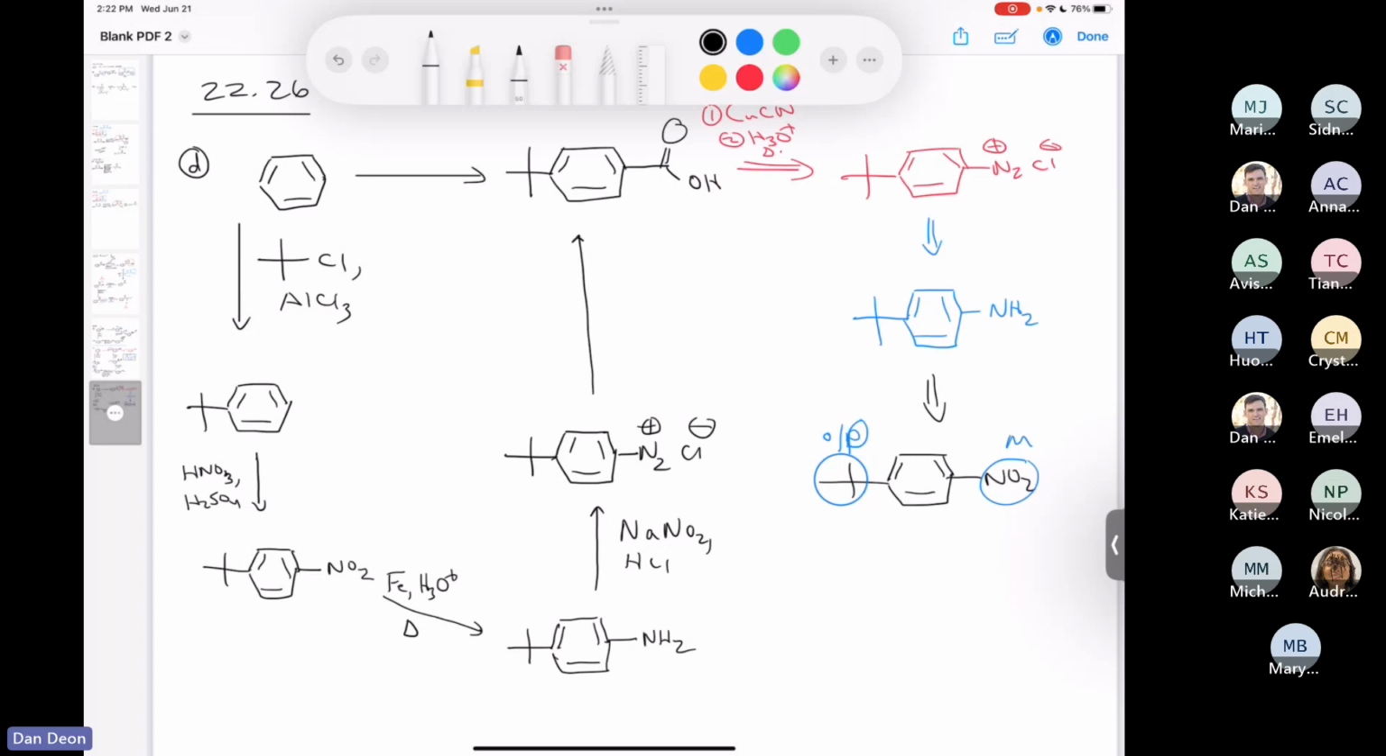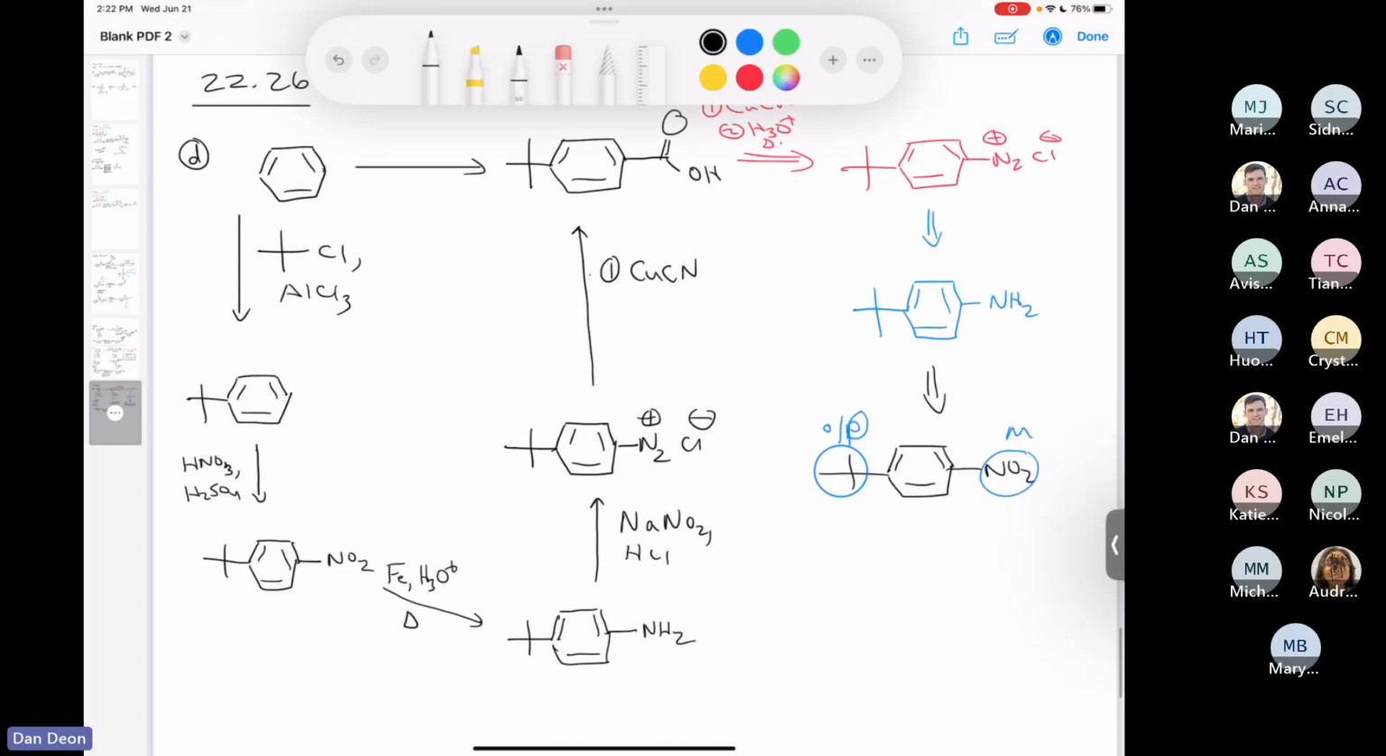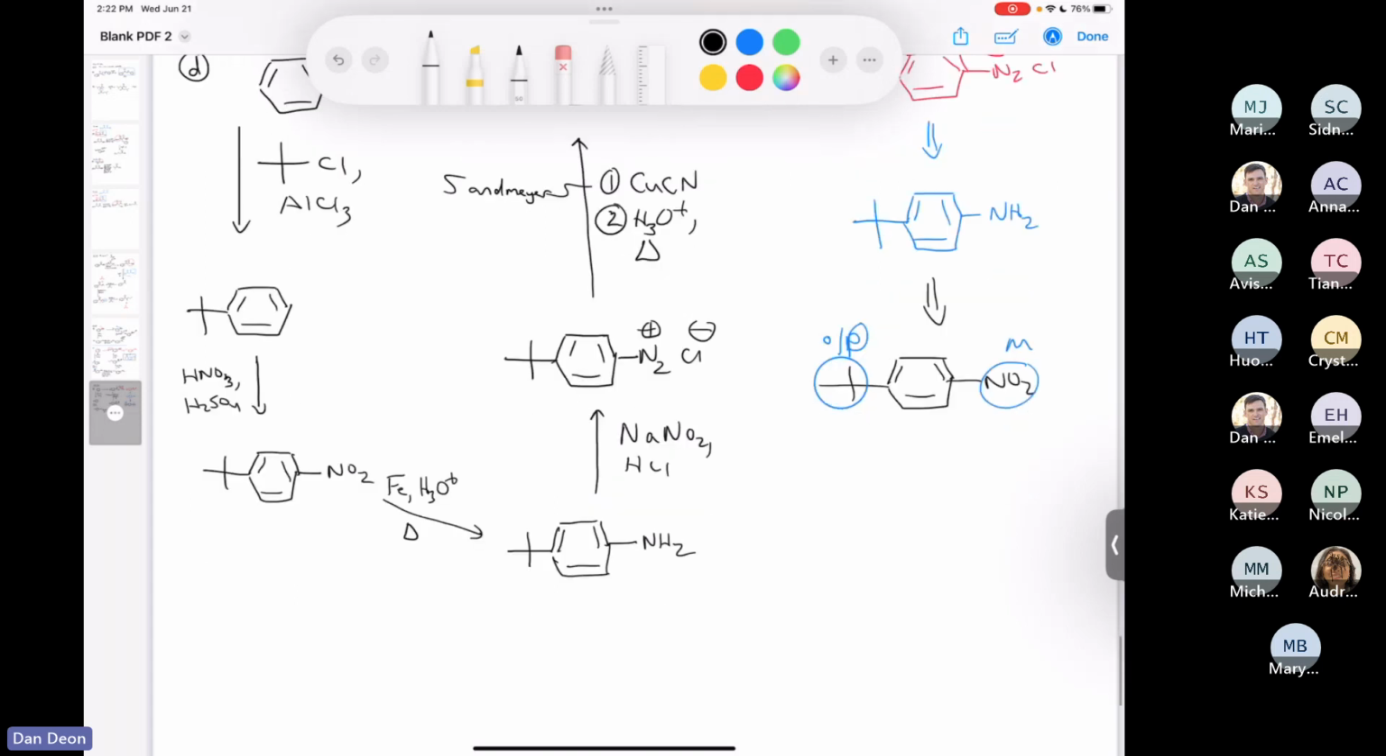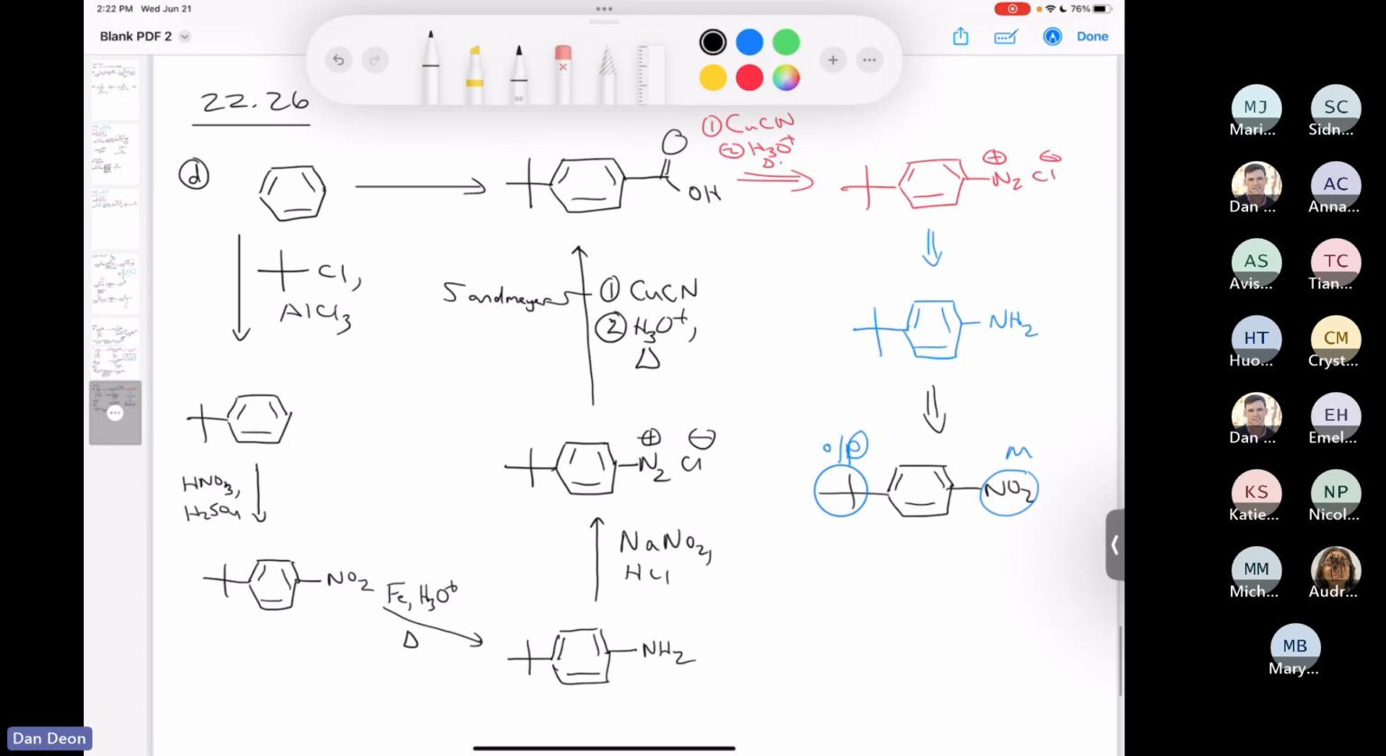For the last part, we're going to first treat it with copper cyanide to make benzonitrile. This is our Sandmeyer reaction. Then in the second step, we just hydrolyze the nitrile to a carboxyl group using aqueous acid and heat. Now, I would say there's a completely different way of doing this reaction. There's nothing wrong with this. Give me a thumbs up if you follow me on this, or stop me if you have a question. Everybody okay with this one?